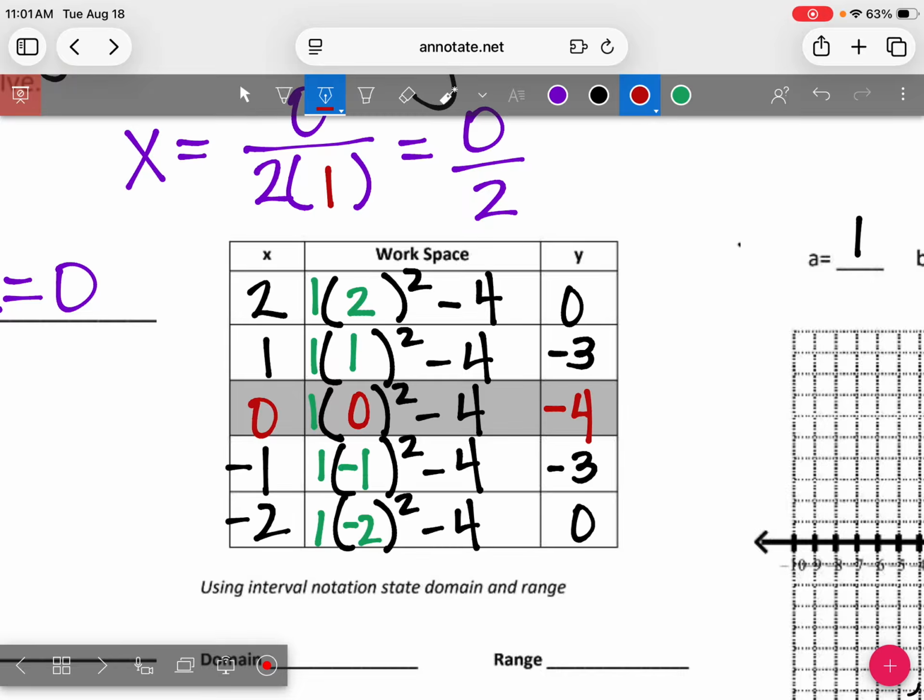All right, let's go ahead and graph it. Oh, it's already 11:01. Okay.